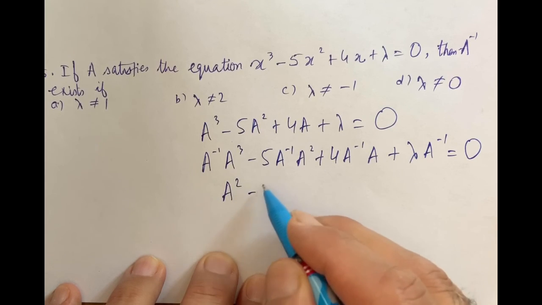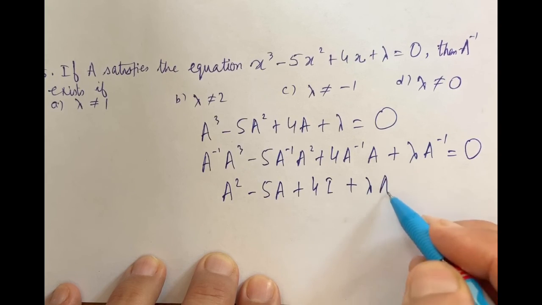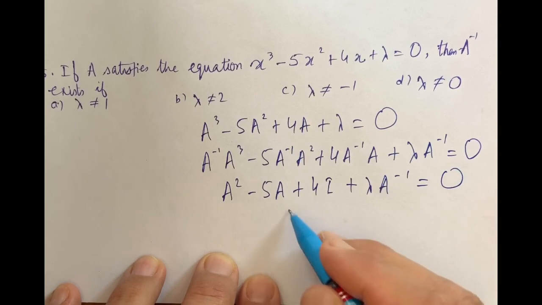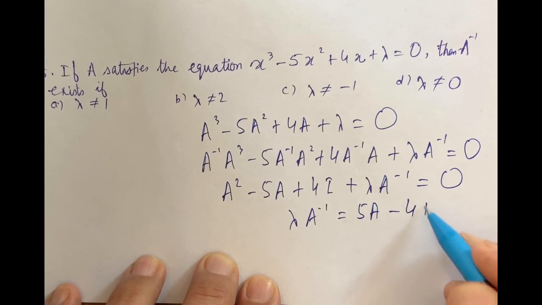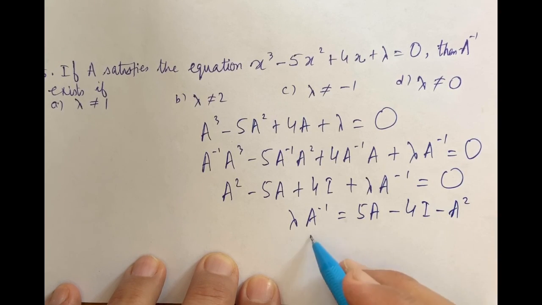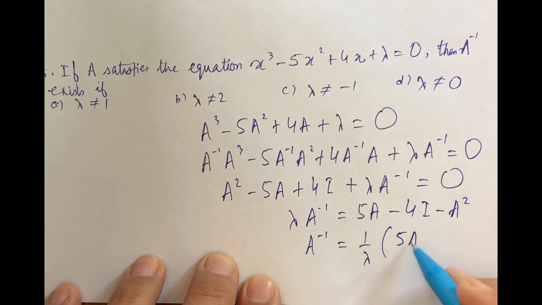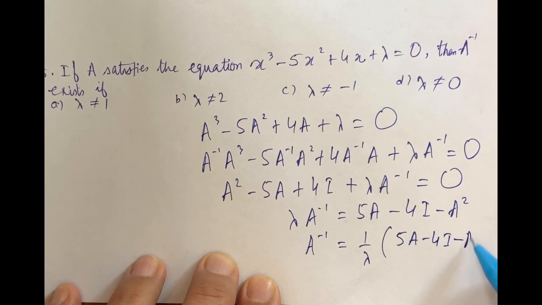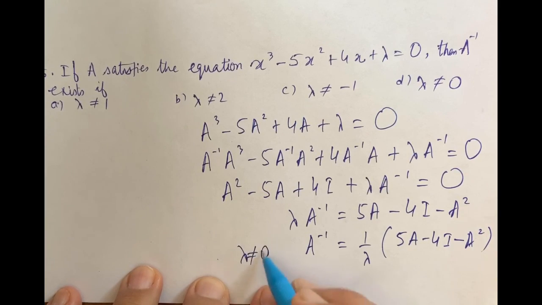That is A square minus 5A plus 4I plus lambda A inverse equals null matrix. Lambda A inverse is 5A minus 4I minus A square, or A inverse is 1 by lambda into (5A minus 4I minus A square). So for this to exist, lambda should not be equal to 0. So D is the correct option.